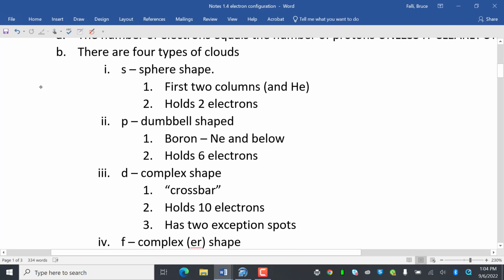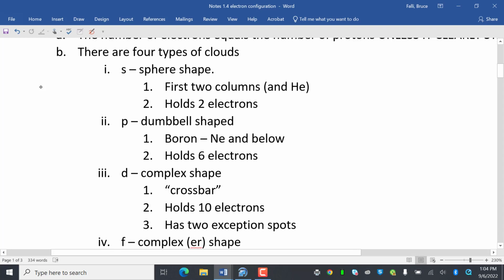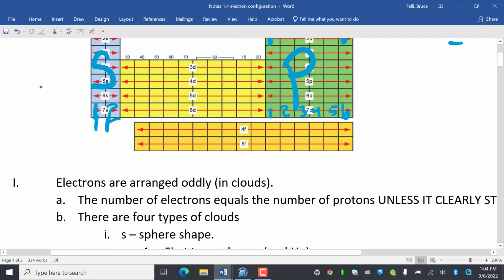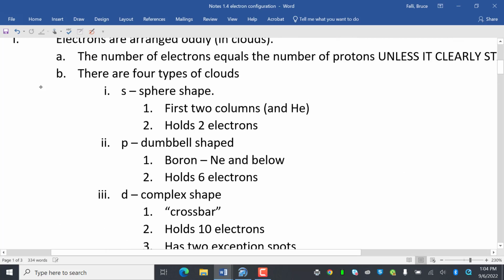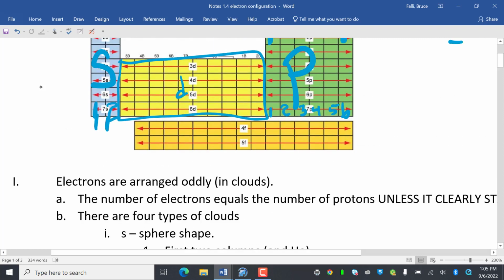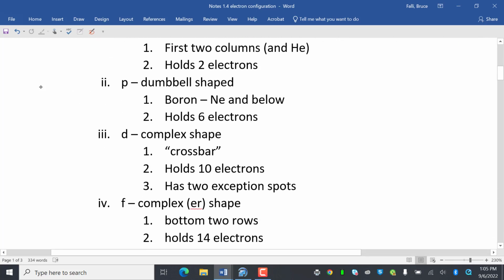D is a complex shape, which is all you need to know. And really the shapes you don't need to know as much, but just to give you an idea that they're clouds, they're weird. D is the crossbar. I call this crossbar right here. Here's D, the yeller. Holds 10 electrons, has 2 exception spots, which we'll get to later. Those exception spots are in D4 and D9. So we got to be ready for those.